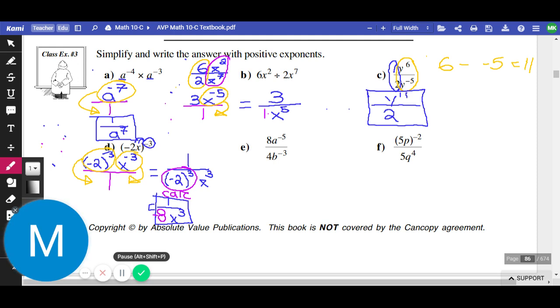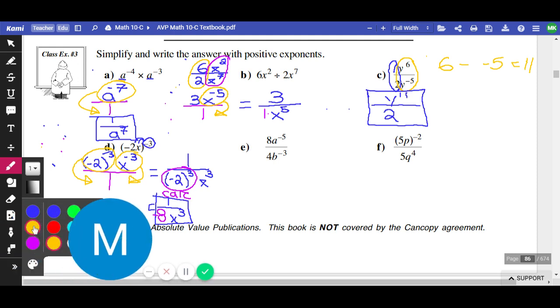So if you look at E, we've got a fraction. My rule is numbers go with numbers and letters go with letters. We like to simplify things first. When I go to simplify this, the 8 and the 4 go together. 8 divided by 4 equals 2.